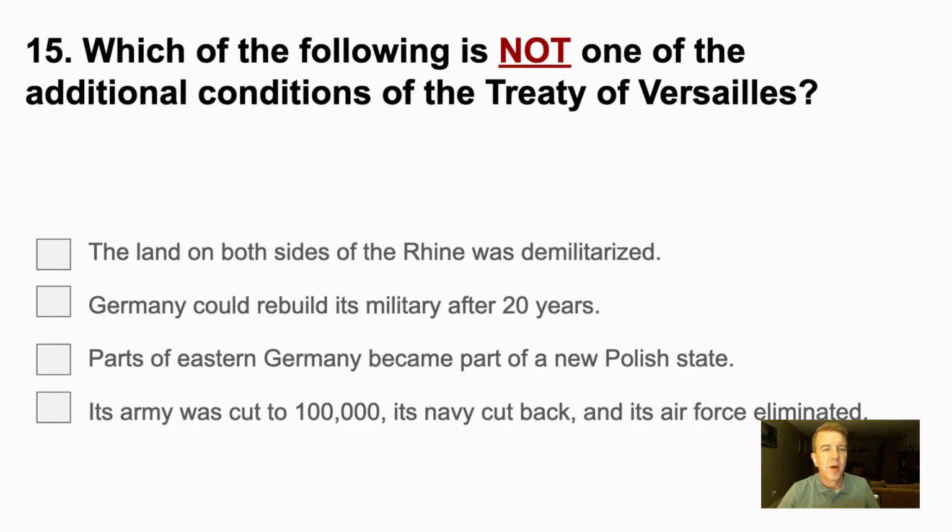Which of the following is not one of the additional conditions of the Treaty of Versailles: that Germany could not rebuild its military after 20 years. That was not allowed. The land on both sides of the Rhine was demilitarized, which neither France nor Germany could have troops there. Parts of eastern Germany became part of a new Polish state. Its army was cut to 100,000 men, which is tiny at the time. Its navy cut back, and its air force completely eliminated.